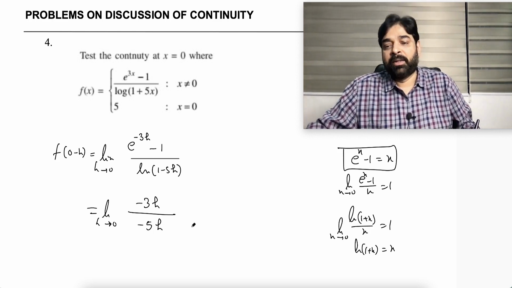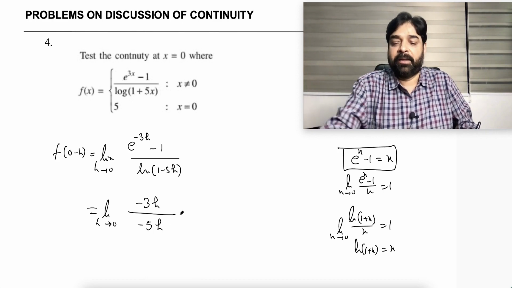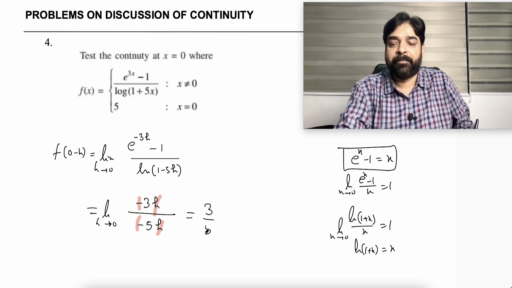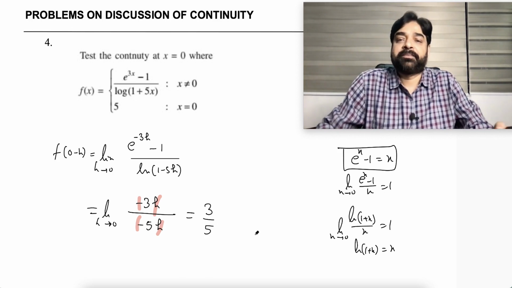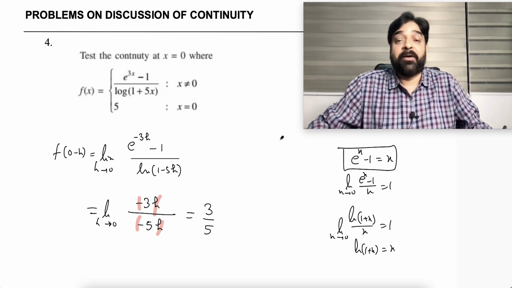So these two will get cancelled, minus will get cancelled, h will get cancelled. Right? This minus gets cancelled, h also gets cancelled. The value is 3 by 5. Do you understand? All of you understood? Now, f of 0 plus h.